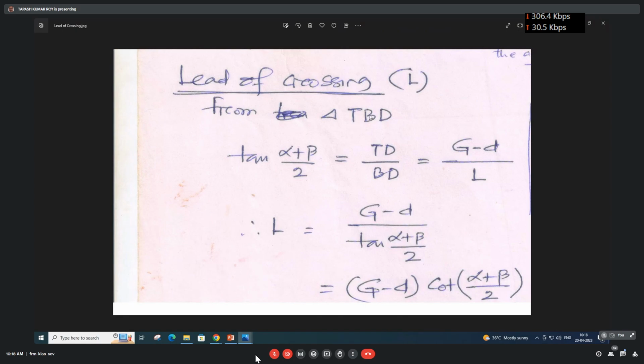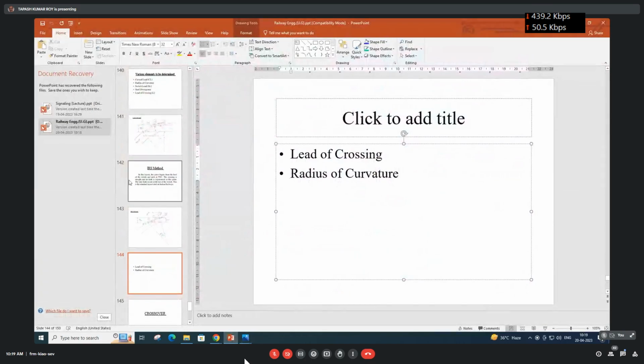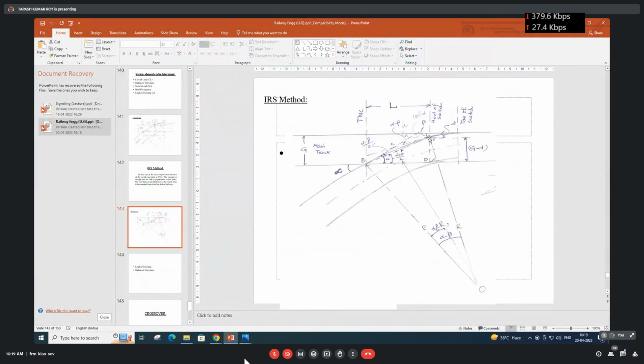What we'll do? We'll consider TBD, and in this particular IRS method, it is essential to consider another angle. What is that angle? Angle of Swiss. So we'll write down in here, under the IRS method, another angle beta. This is known as angle of Swiss. So under the IRS method, 2 angles are to be determined, as shown as follows: alpha is equal to angle of crossing, and beta is equal to angle of Swiss.